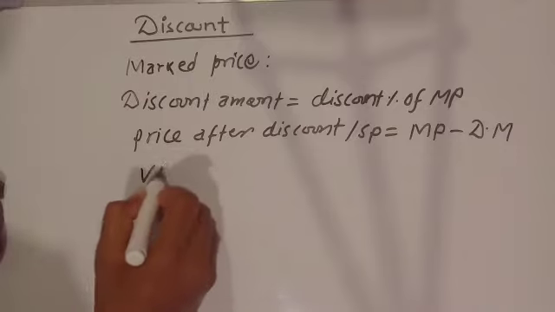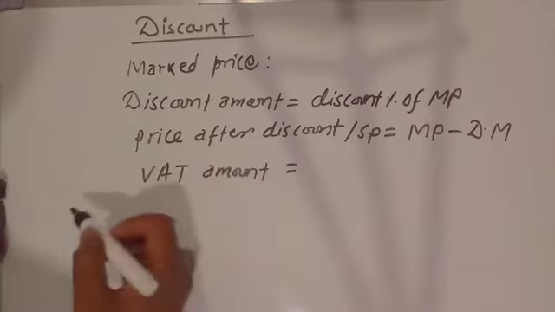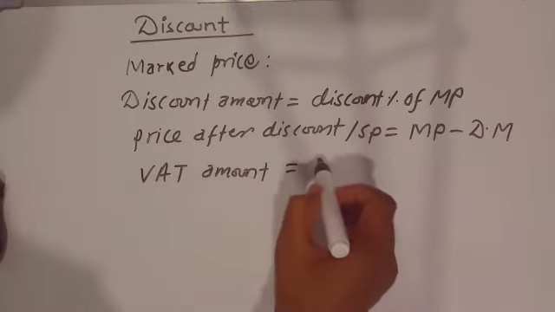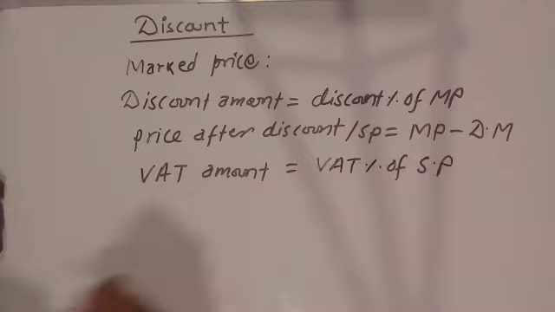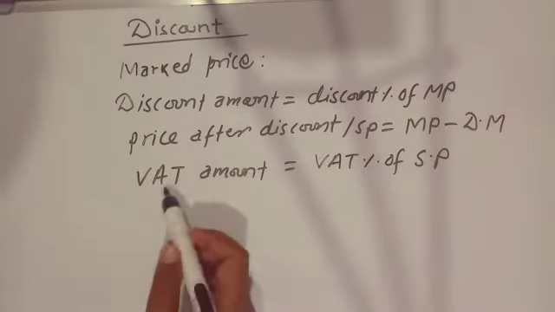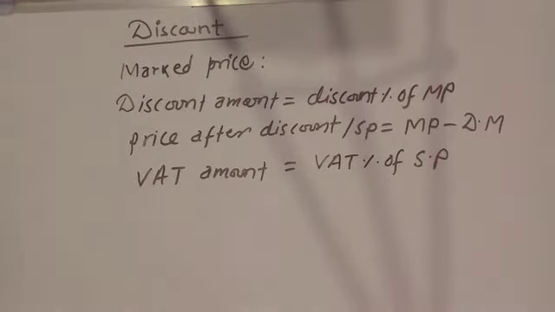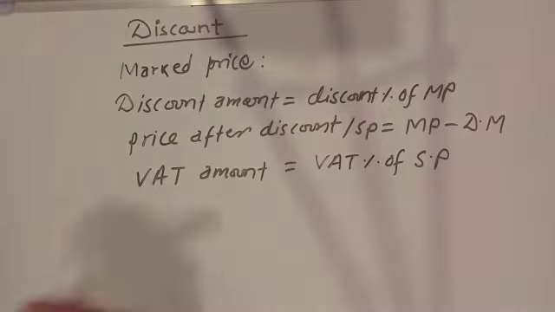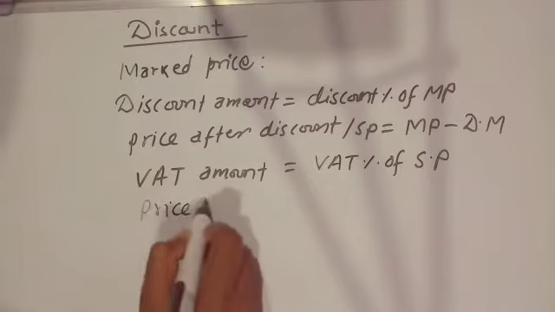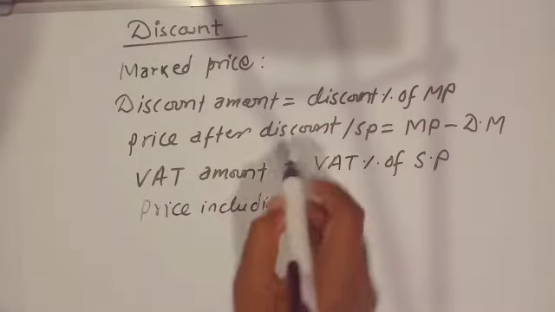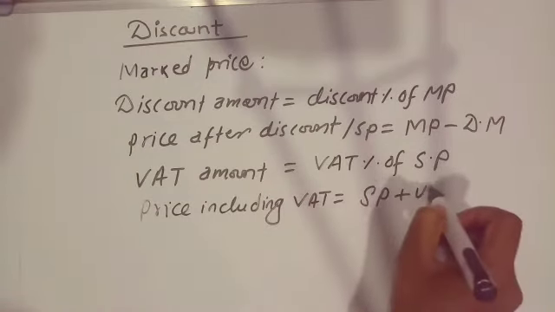Next one is VAT amount. If VAT percent is given, we can calculate the VAT amount by using the formula VAT percent of SP. VAT means a financial charge imposed by a government when some article or service is sold. That amount is VAT. This is added to the price of the good. Then the price including VAT is SP plus VAT amount.